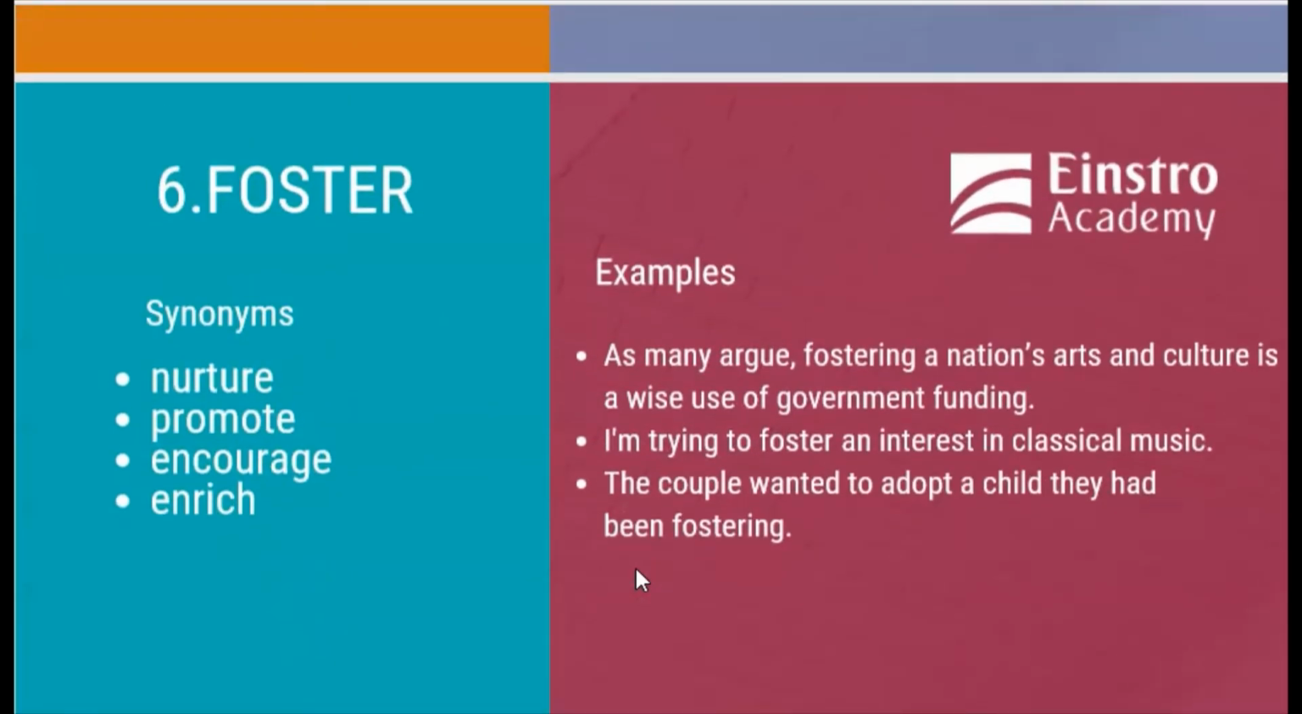Number 6 is foster. What is foster? You must have heard a beer name called Foster, yeah? What does it mean? Nurture, enrich, encourage, promote, right? So you're promoting a nation's culture, you're promoting a children's growth, you're promoting the development of something. That's how this word is used, fostering children's development or something, yeah?